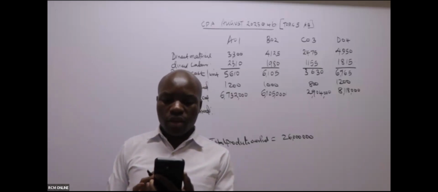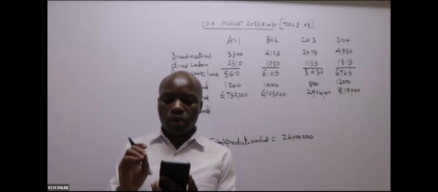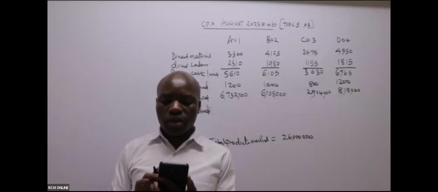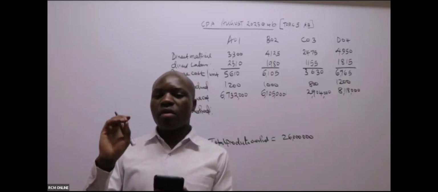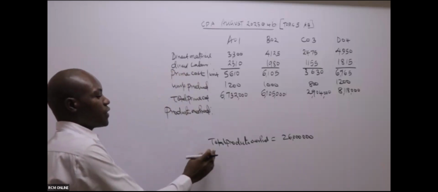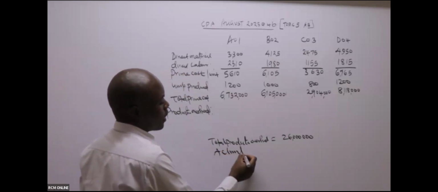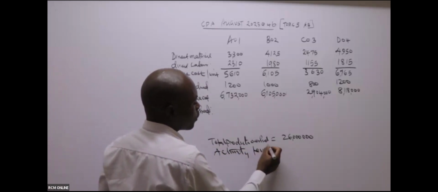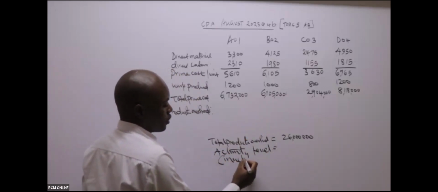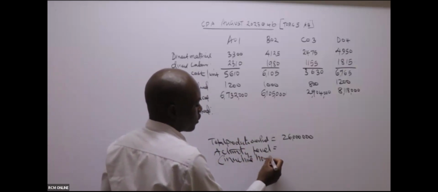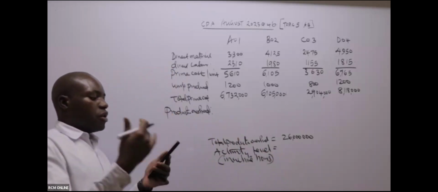Then we need to distribute it based on a given method. That method is given in additional information number 1. Currently, production overheads are absorbed based on conventional machine hour basis, which means we are going to use machine hour. That machine hour becomes the activity level.